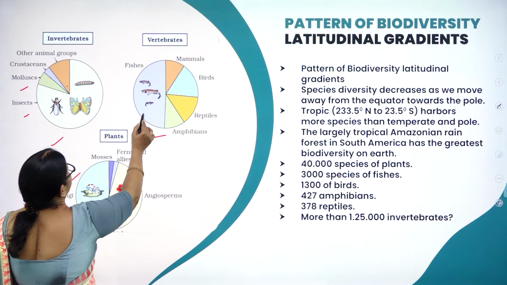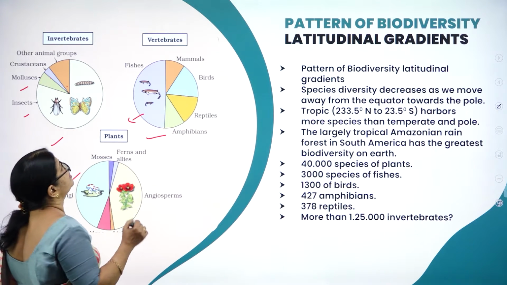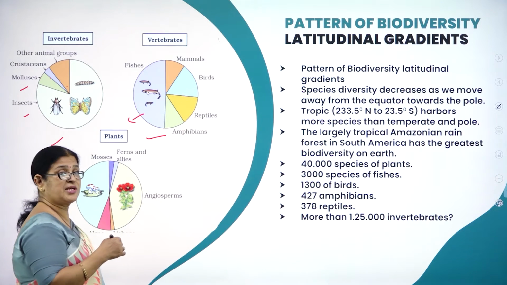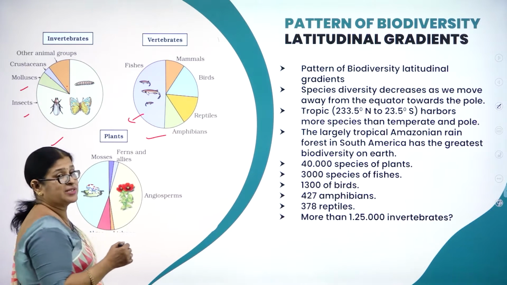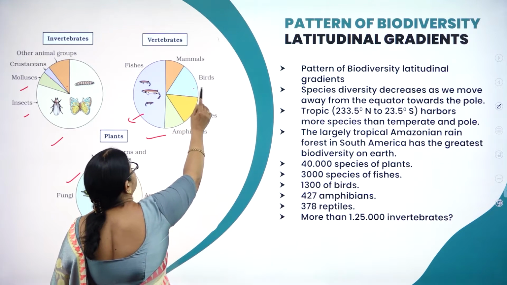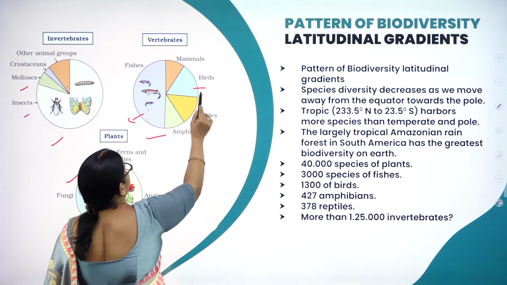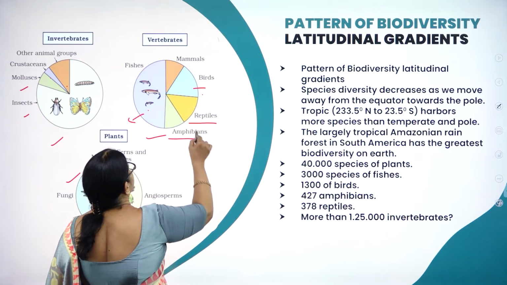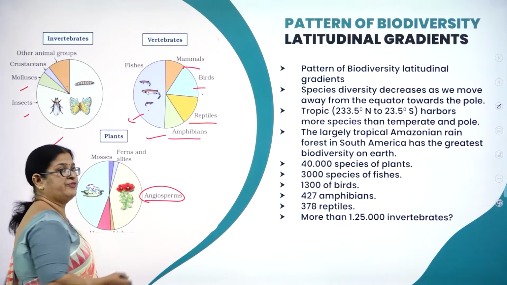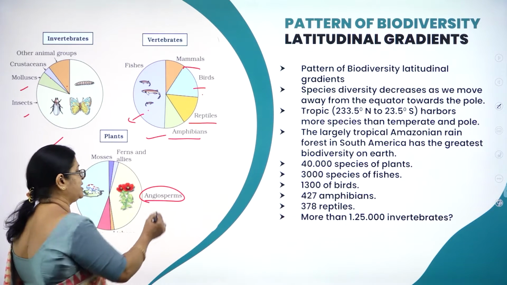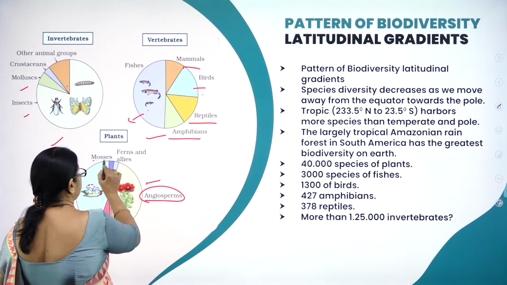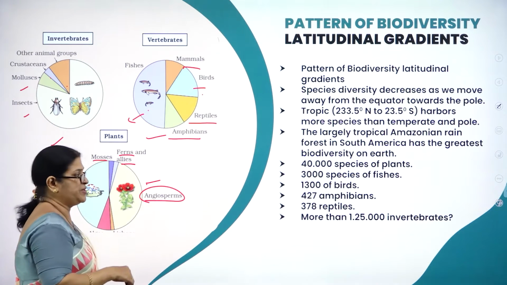Here you can see fishes occupy the maximum biodiversity among vertebrates, when compared to invertebrates. Next to fishes are birds. Next are reptiles, next amphibians, and next mammals. Here you can see that three-fourths of the plants found on the planet are gymnosperms. Next come fungi. Next come mosses, ferns, and other species of plant groups.